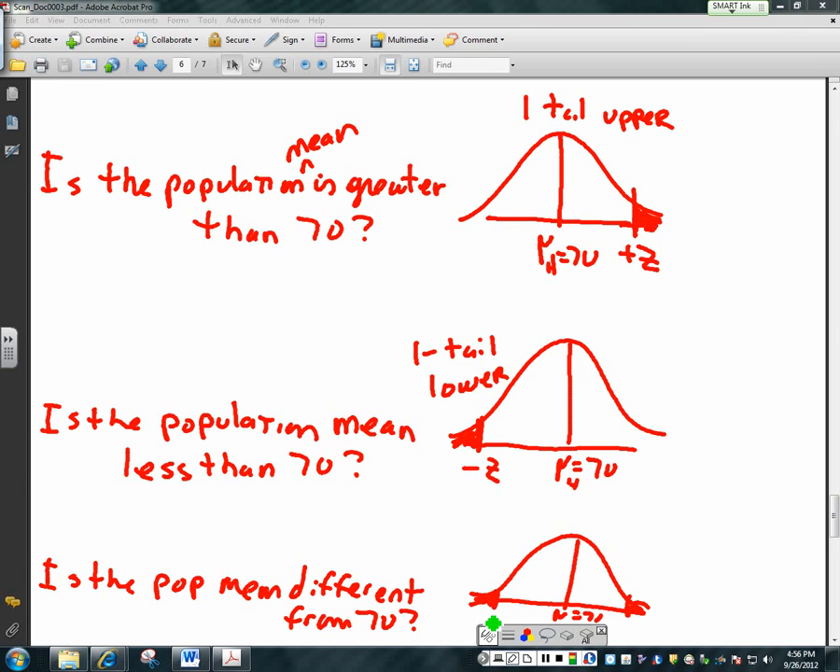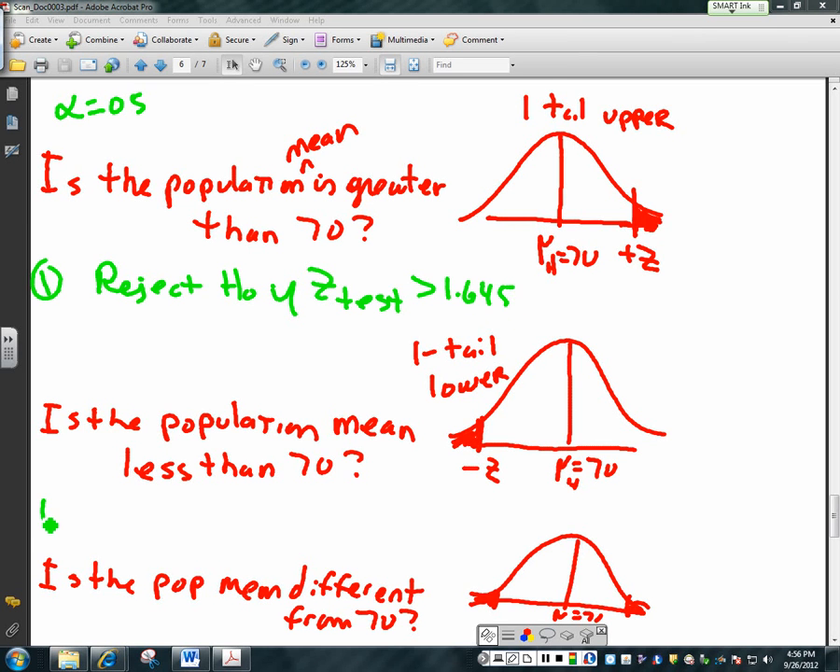Okay, so some of the implications of that. When you're doing the critical value approach, here we're going to say reject H0 if z-test is greater than some point. If we had alpha 0.05 on all of these, this is a one-tailed, so that's 1.645. And this one, we still have one tail, so we're going to reject H0 if z-test, but since we're on the lower side here, it's less than minus 1.645.